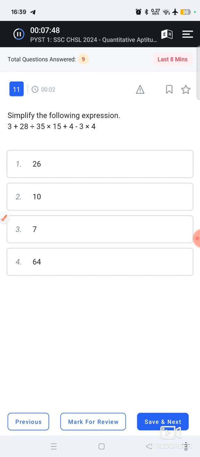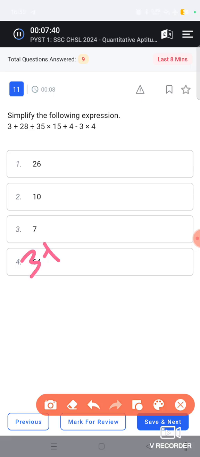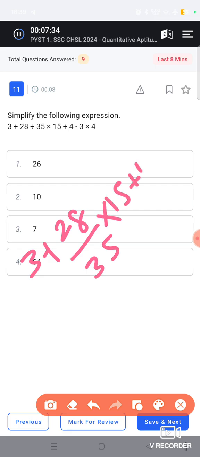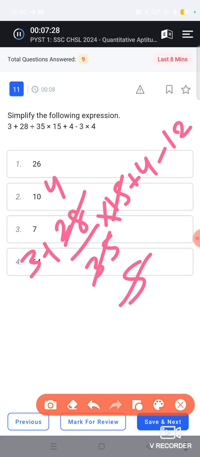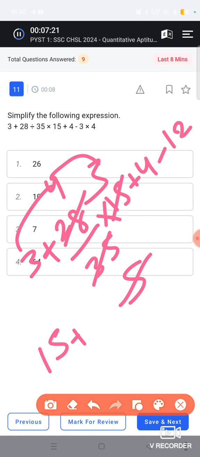Simplify the following expression. Then 3 plus 28y into 15 plus 4 minus 12. Then 12 plus 3 is 15, plus 4 is 19, minus 12, it means 7.